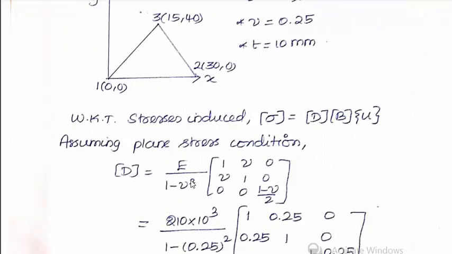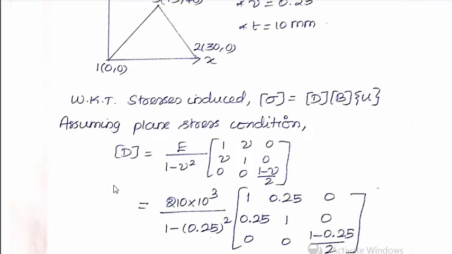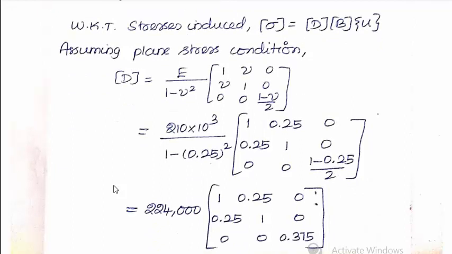For plane stress condition, the stress-strain relationship matrix D can be calculated using this formula: E by 1 minus nu square into the matrix 1 nu 0, nu 1 0, 0 0 1 minus nu by 2, where E is the Young's modulus and nu is the Poisson's ratio. The Young's modulus is given in gigapascal, but all the units have to be substituted in the formula with the same unit. So I have converted the Young's modulus value to Newton per mm square: the value of E is 210 into 10 power 3. By substituting the values of E and Poisson's ratio in the formula, we arrive at this result. This is the D matrix for the given case.